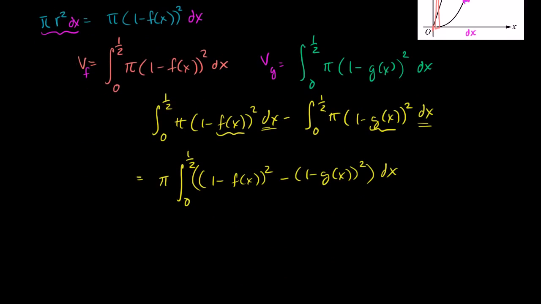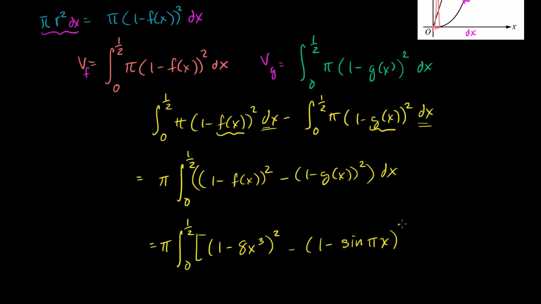So really the best answer would probably be pi times the integral from 0 to 1/2 of 1 minus, well, f of x is 8x to the third power, 8x to the third power squared, minus 1 minus g of x. G of x is sine of pi x, that squared, times dx. And that would be our answer. And you can see why they didn't want us to go through the trouble of evaluating it. They just wanted us to set up this integral.